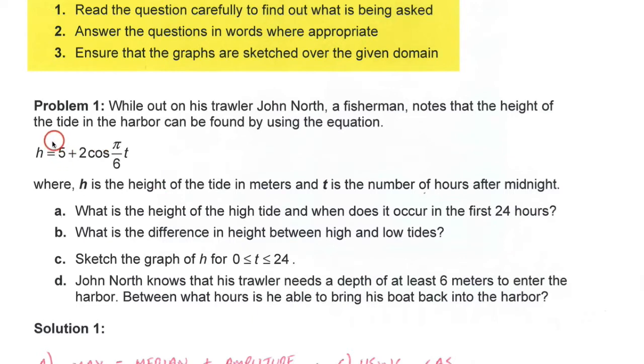Well, we can see here in the equation that our median is 5 and that our amplitude is 2. So the maximum height is simply going to be 5 plus 2. The median is going to be 5 and the minimum value is going to be 5 minus 2. So that's going to give us 3. We also notice that the maximum value for a cosine graph is always going to be at t equaling 0 so long as there is no horizontal translation. So here you can see that there is no horizontal translation, so the maximum is going to occur at the very beginning of the cycle, so it's going to occur where t is equal to 0, so in other words at midnight.